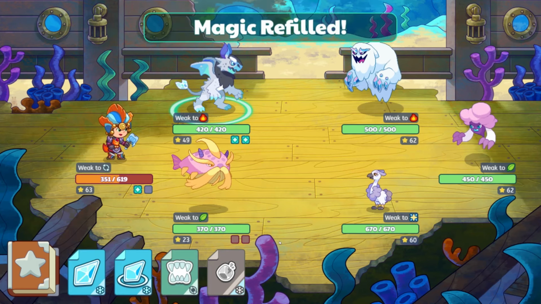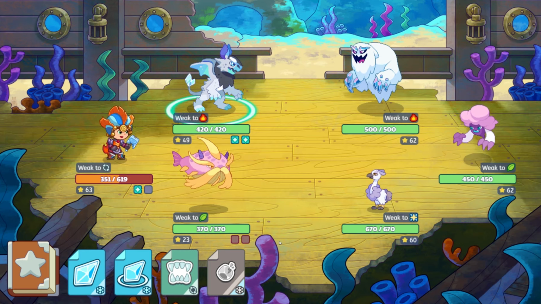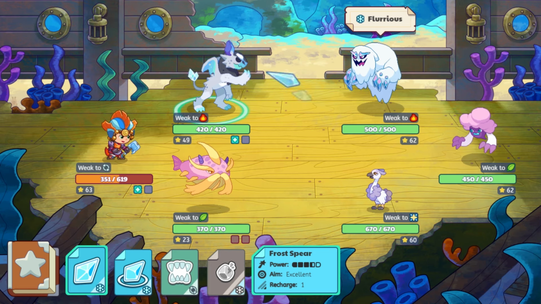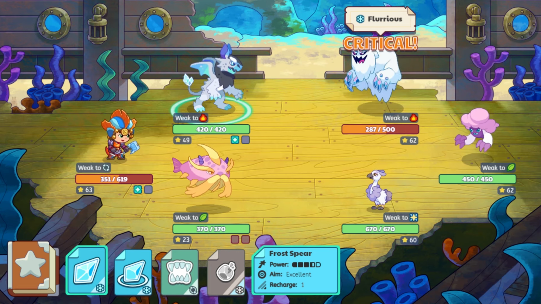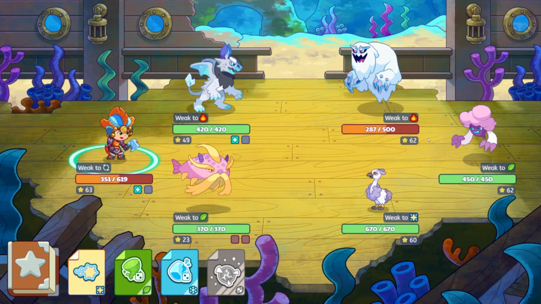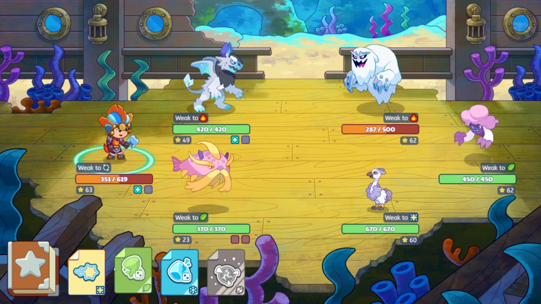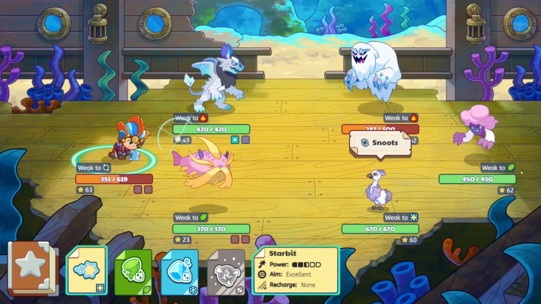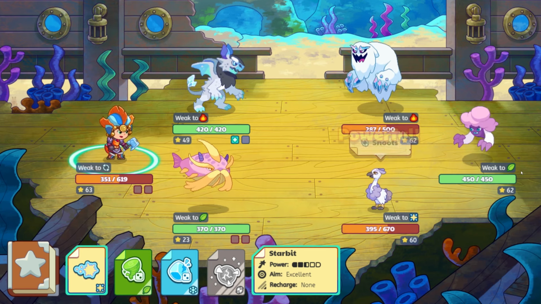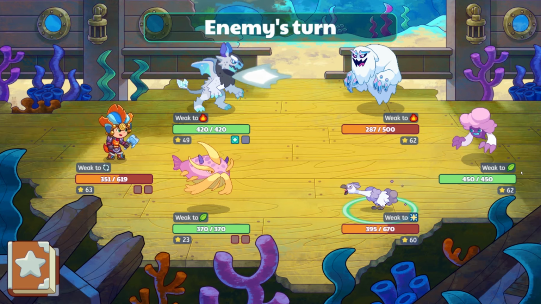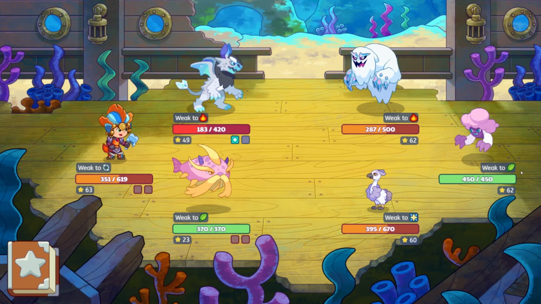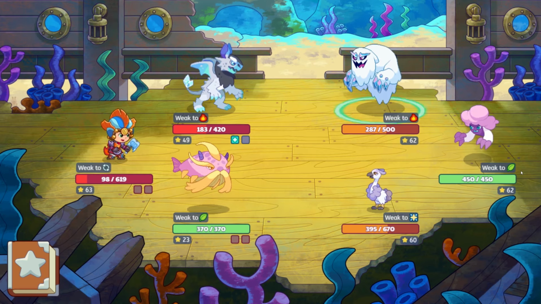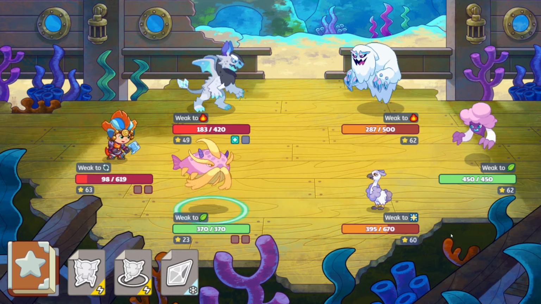All right, so we don't have any ice weaknesses. We're going to go ahead and do Frost Spear, though, to Florius. And then we're going to do Green Gust. Oh, actually, no. Snoots can hit pretty hard, so we're going to go ahead and do that. All right. That hurt. We might be doing this battle over again.